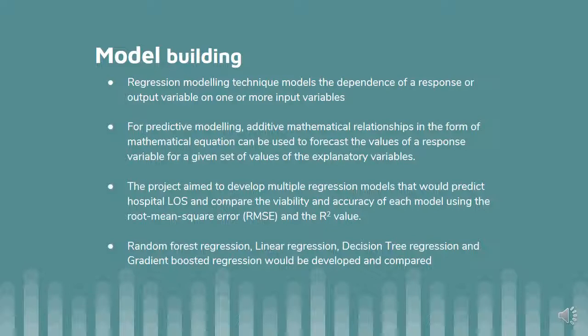So the way we can determine the accuracy of our model is that a best model would have the lowest value of RMSE and the highest value of R-squared. For the model building of our project, we came up with 4 different regression models. They are random forest regression, linear regression, decision tree regression, and gradient boosted regression.